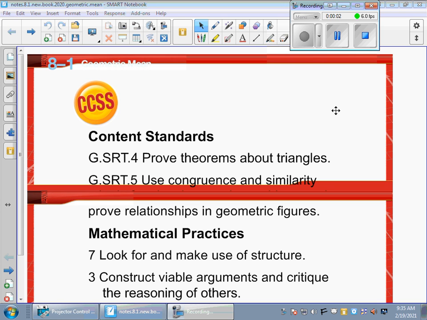All right, folks, here we go. So we're moving on to section 8.1 today. And 8.1 is focusing on what we call the geometric mean.